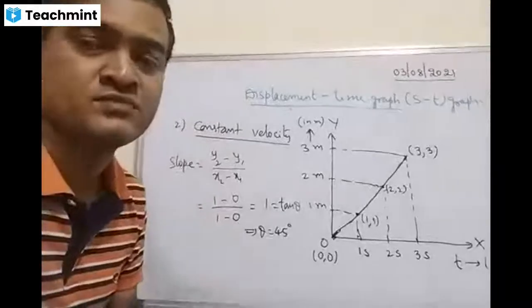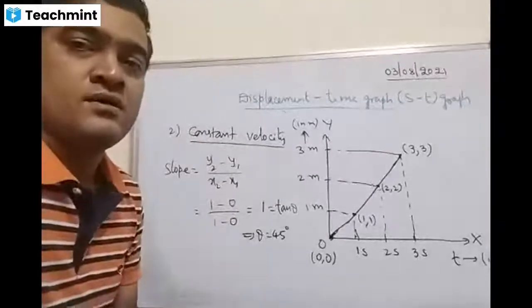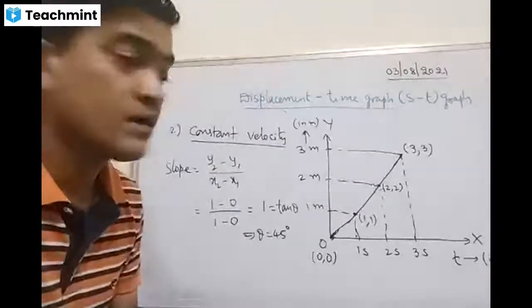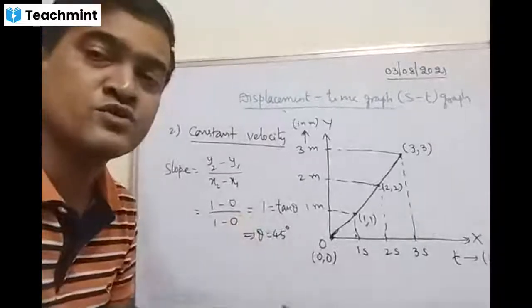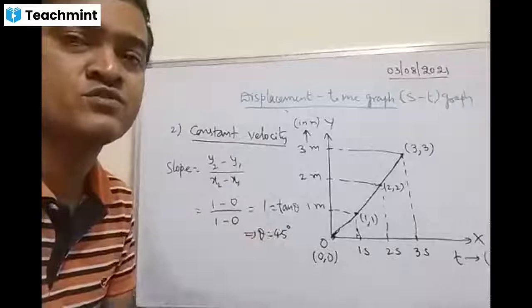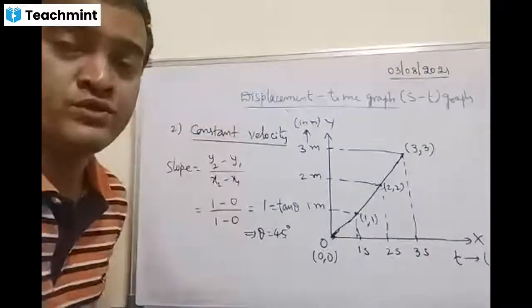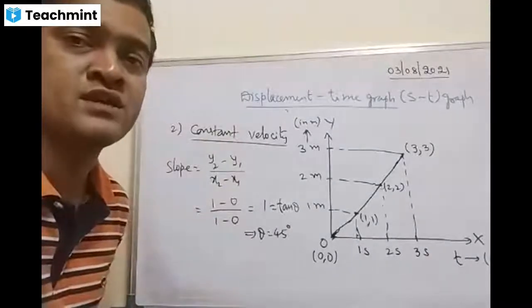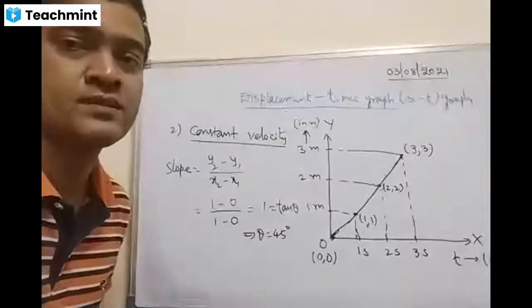Okay, let me wind up the class. Sir, can this also be considered for uniform motion? Uniform velocity and uniform motion. Uniform velocity means uniform motion, that means the particle is moving with uniform motion. Uniform motion, uniform velocity and constant velocity are the same.